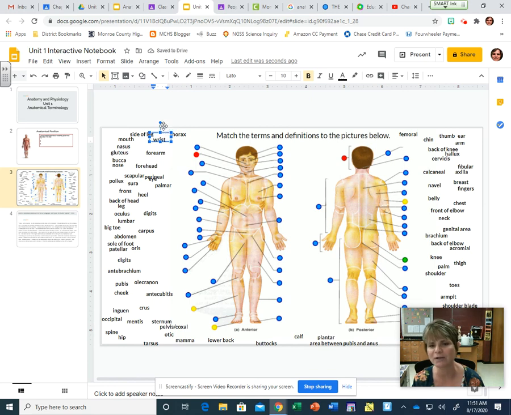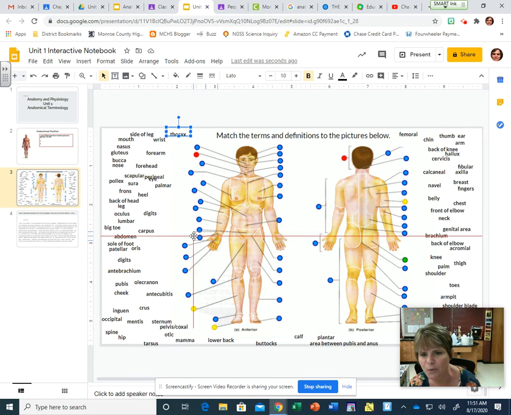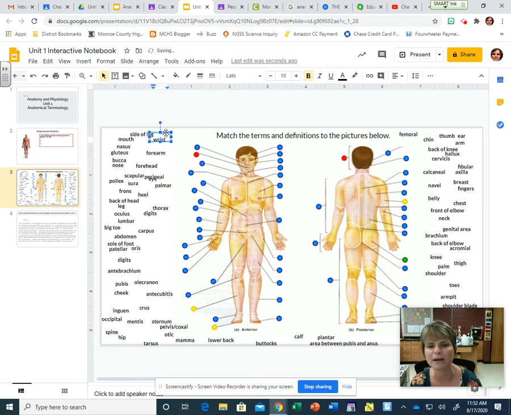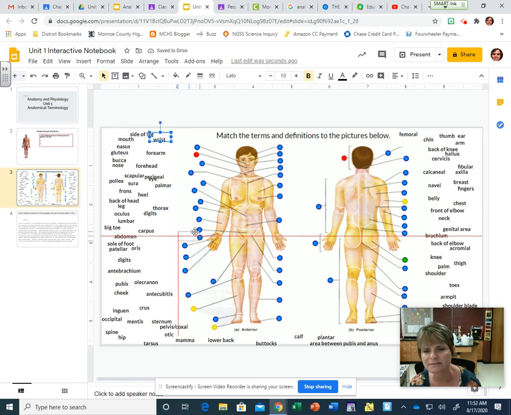Now what I want to do is have the little crosshairs, the little plus, and I see that this little blue dot here is pointing to the wrist. So I'm going to drag that word down there, wrist. Wait a minute, I didn't get the right one. And you may have to fool around with it a little bit. So wrist. Okay, so that goes with that little blue dot.